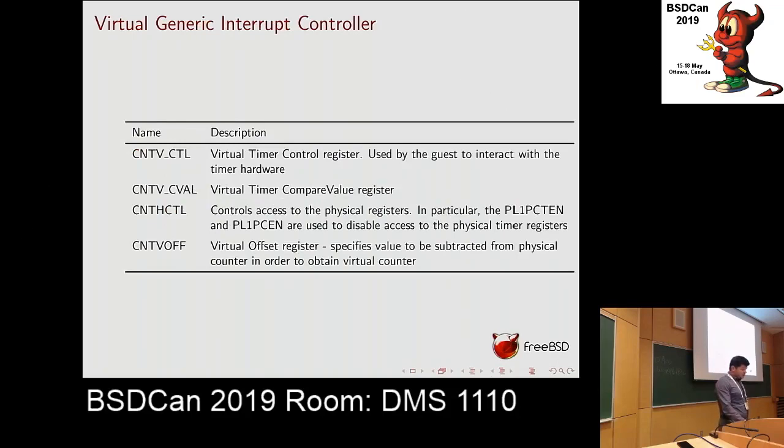Here are the registers. The virtual timer control register is the important one. Another important one is the CNTHCTL, which basically controls the access to the physical registers. And the last one, CNTVOFF, is the register which specifies the value to be subtracted from the physical counter in order to have the virtual counter available.